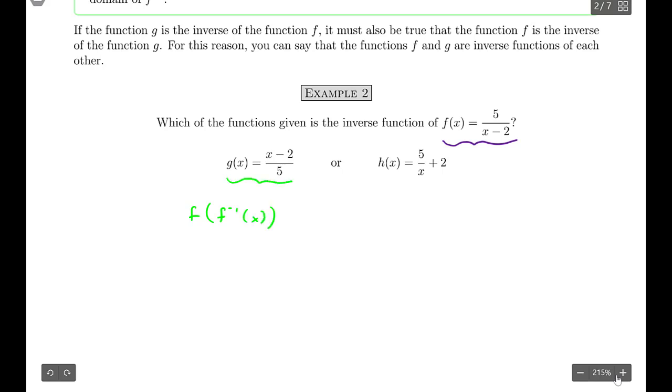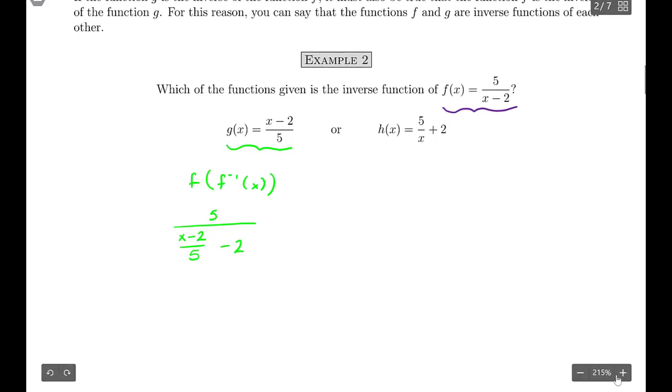and we're going to use g of x as our f inverse for right now, this becomes 5 over x minus 2 over 5 minus 2. So we've replaced x with x minus 2 over 5. And now we need to simplify this. The way that we simplify is through algebra, and we have 5 over x minus 2 over 5 minus 10 over 5. So we're rewriting that negative 2 as 10 over 5 to get that common denominator.